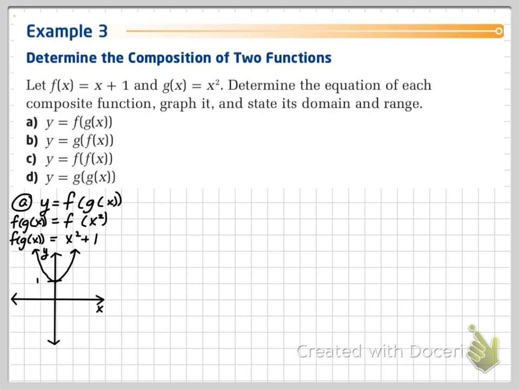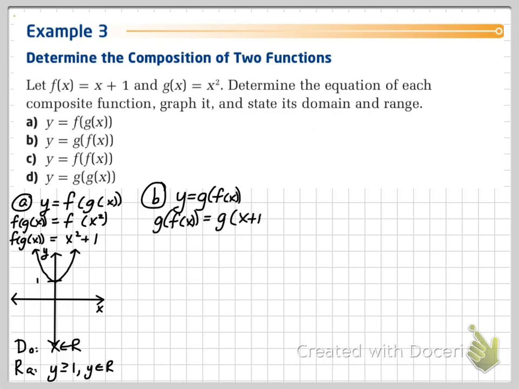which means we plug it into f of x, that's x squared plus 1. That's going to be a parabola. It's going to have a bottom at the point x is 0, y is 1. So therefore, that's what a picture of it is going to look like. The domain is x is any real number, and the range is y is greater than or equal to 1.